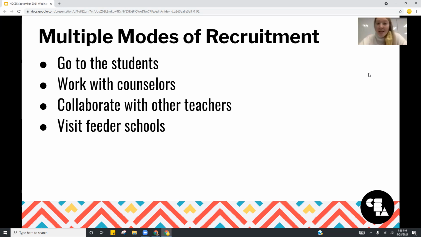And then finally, if it's an option for you, and this last one depends on buy-in from your administration, but you also can visit your feeder schools. So the other interesting thing about girls is what we find is that the earlier we reach them, the more likely they are to take our courses. So tapping into your feeder schools, the 8th graders that are going to come in and be 9th graders in your school, and recruiting them to take a computer science course is a really great way to build diversity in your program.